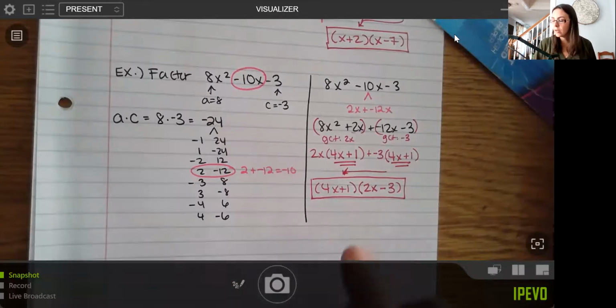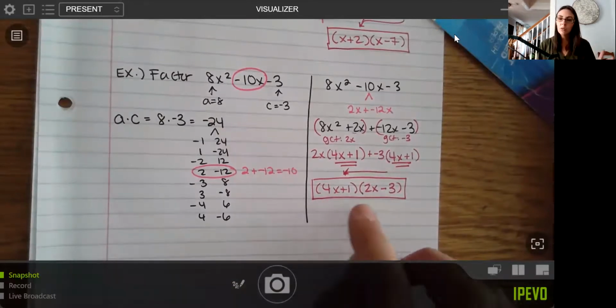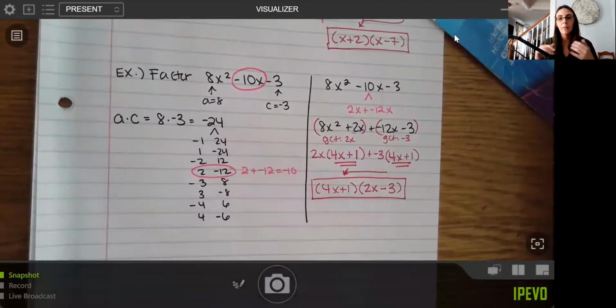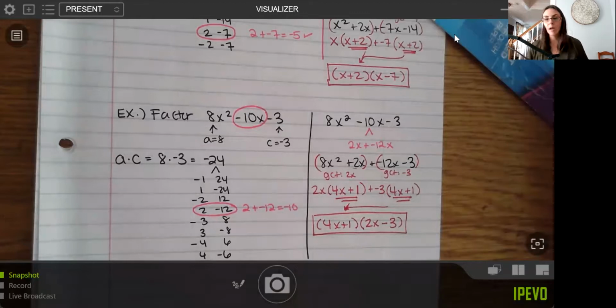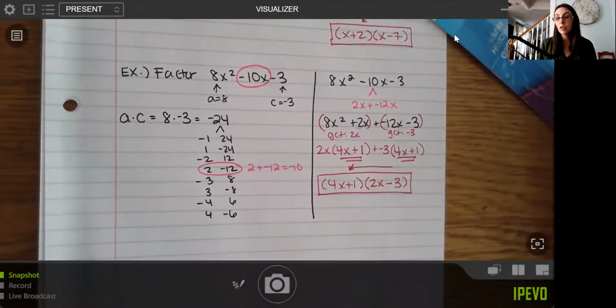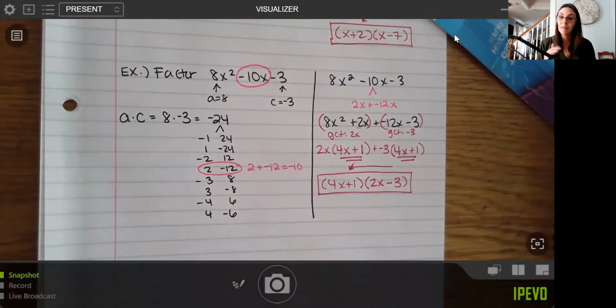Now, still double check your answer, right? Make sure there's nothing else you could do there. I can multiply this back out and check. So this technique works really well. All right. So I'm not going to do the last two examples that we saw in the trial and error video because it's going to be the same process, but I encourage you to try them. You have the solutions from the factoring by trial and error video.